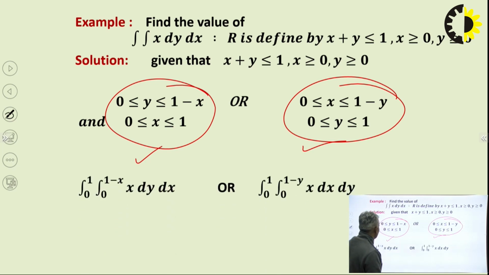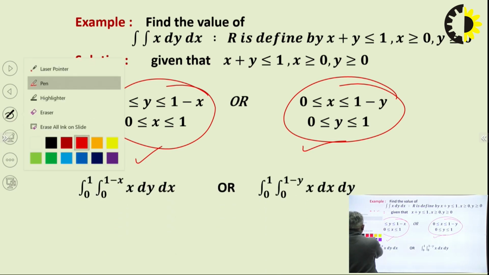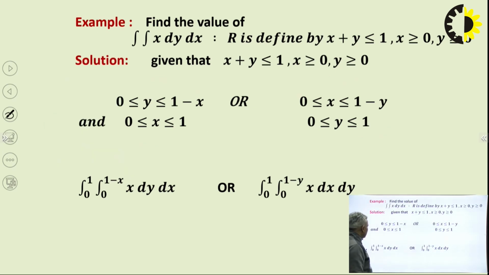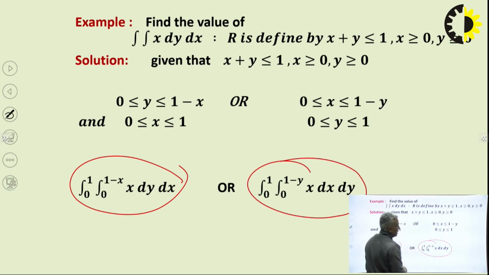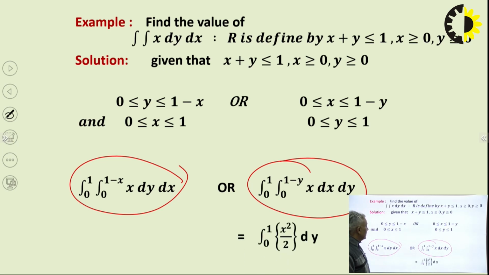So how to solve with the graph? Suppose I want to calculate here with the help of one graph, right? 0 to 1 minus x and 0 to 1. This is the first procedure and this is the second procedure, right? Suppose a student wants to take any one of them first, then we can solve the problem. The student can solve with any one of them, right? So we can solve the problem. So we discuss here, right?